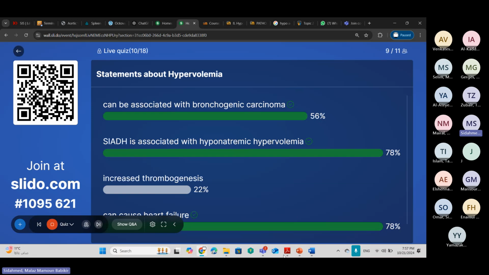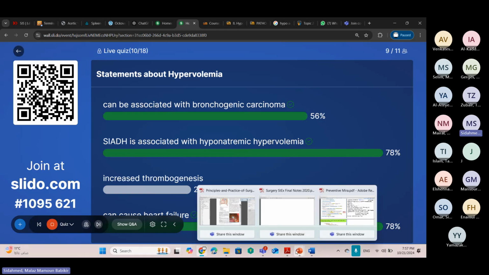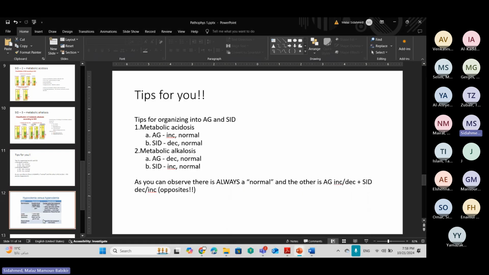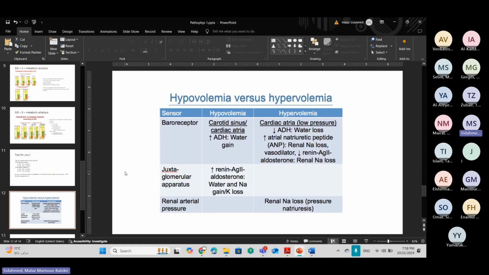If we go to the presentation, sorry. Okay. Here, you guys know hypo and hypervolemia and the mechanisms. Hypovolemia usually is compensated by ADH and the RAS system, and in hypervolemia, there's pressure diuresis, decreased ADH, and the natriuretic peptides.